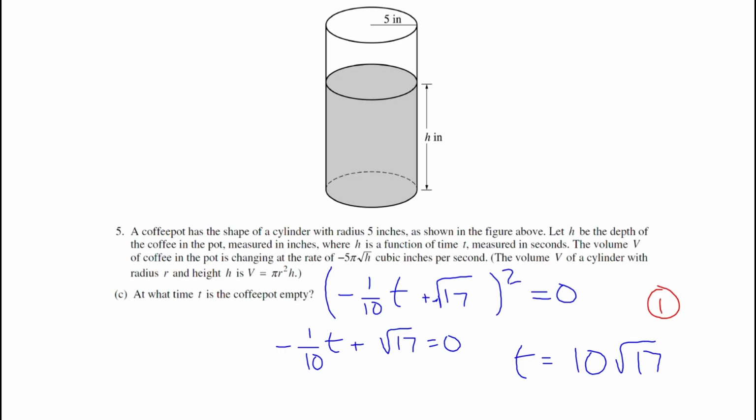And that is the end of this differential equation FRQ, which was question number 5 from the 2003 AP Calculus AB exam.